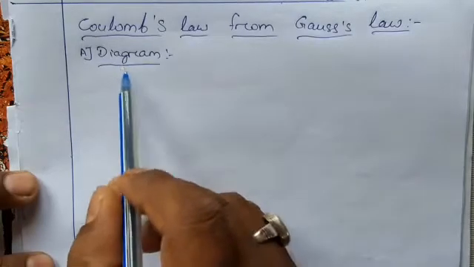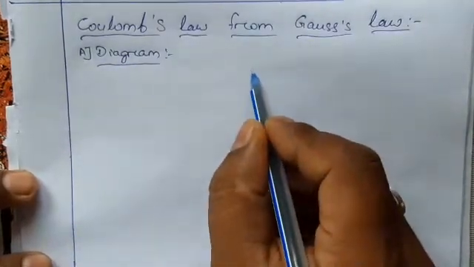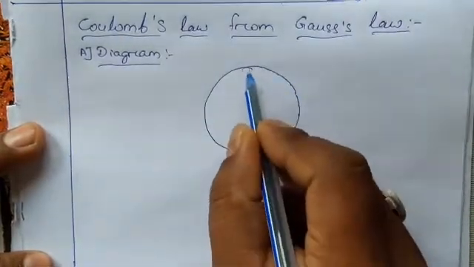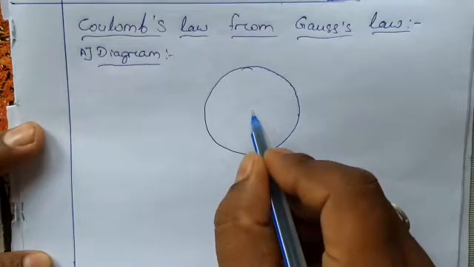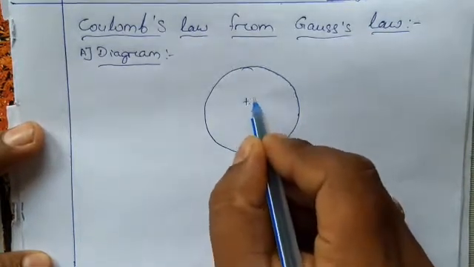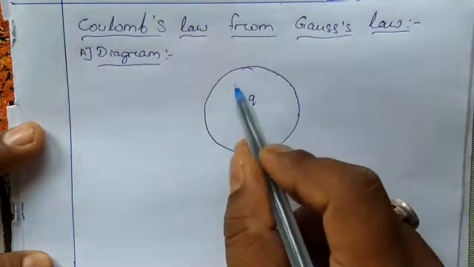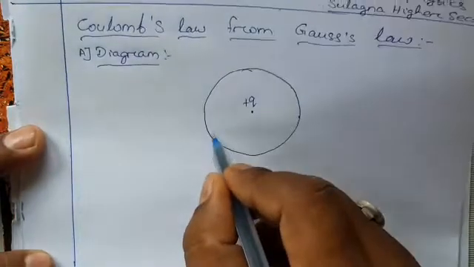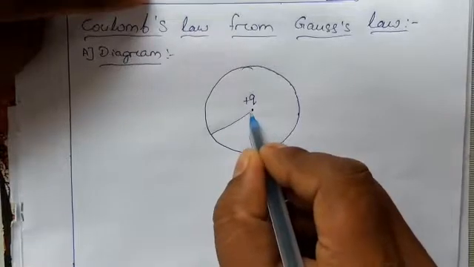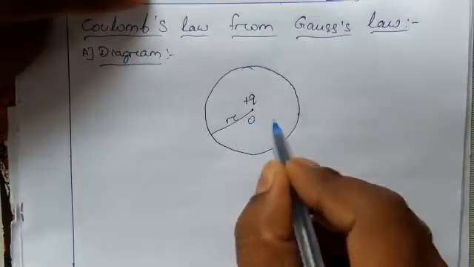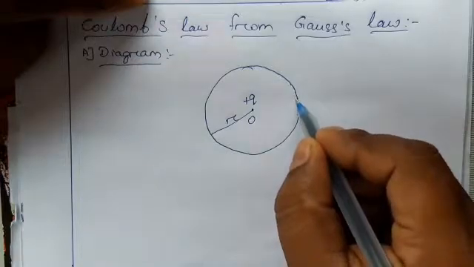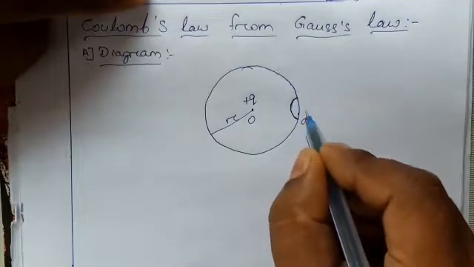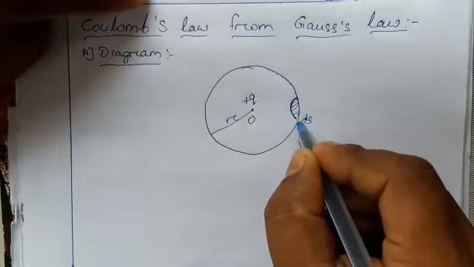See, in this section today we first discuss the diagram. I will take a sphere, a 3D closed surface. At the center I will take a positive charge Q. This is a sphere of surface area S, and the radius of the sphere is R. This point is O. On the surface of the sphere I will take a small area that I can say ds.